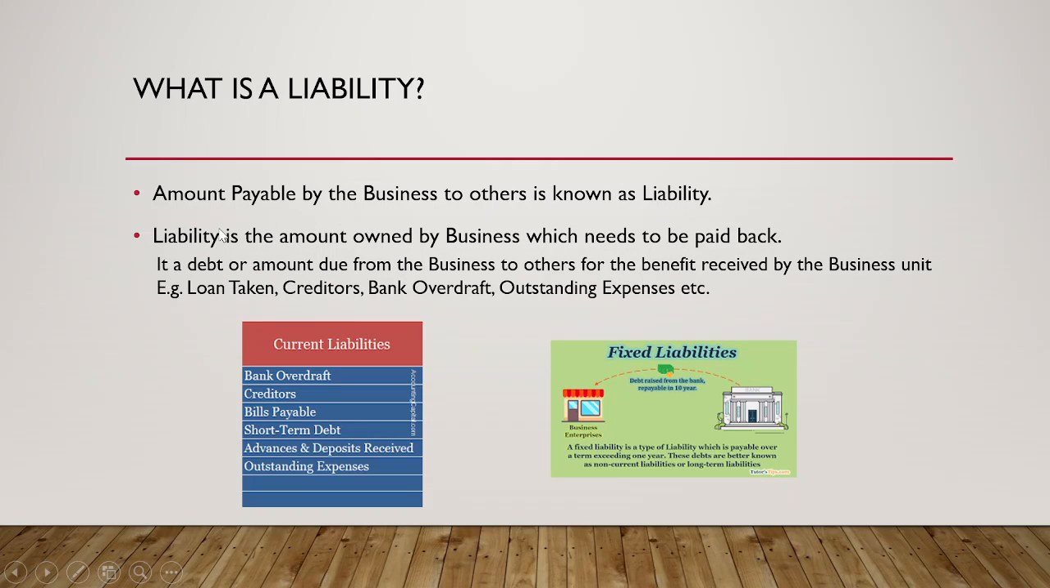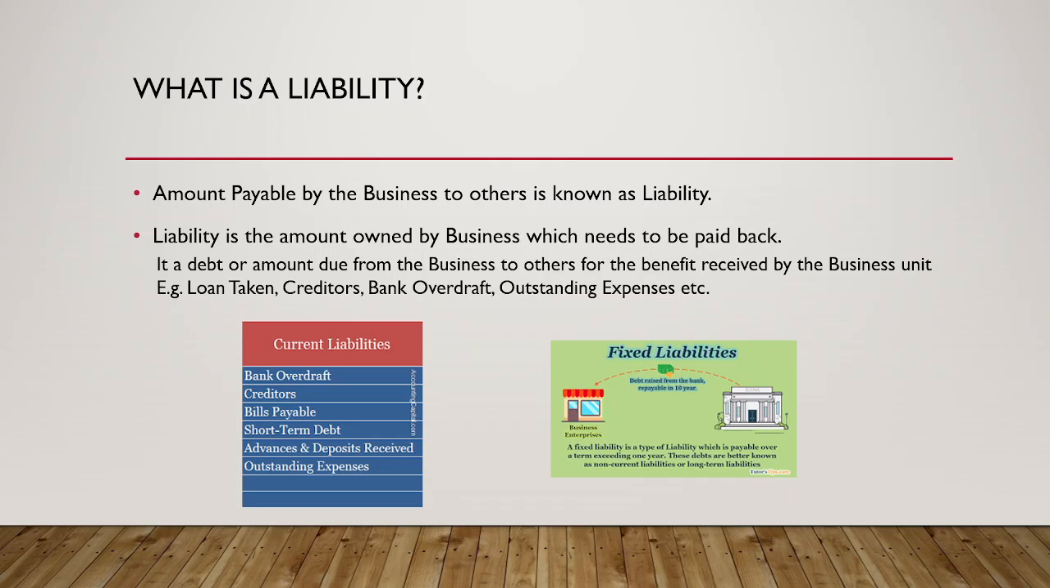Now comes liability. Now what is a liability? The amount payable by the business to others is known as a liability. Liability is the amount owed by a business which needs to be paid back. Now, in the previous slide, we heard of sundry creditors. What is a sundry creditor? A sundry creditor is a supplier. The supplier has given us goods on credit. So it is my responsibility, it is the company that has to pay back the supplier.